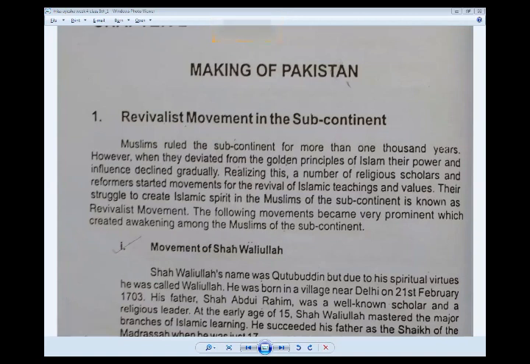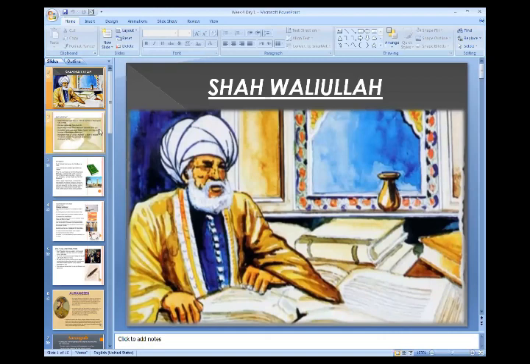Most prominent to create an awakening among the Muslims in the subcontinent. First, we discuss the movement of Shah Waliullah. Shah Waliullah's real name was Qutbuddin; due to his spiritual virtue he was called Waliullah.